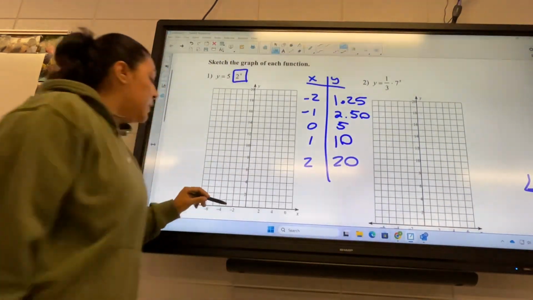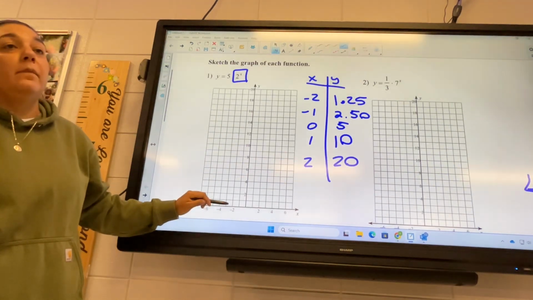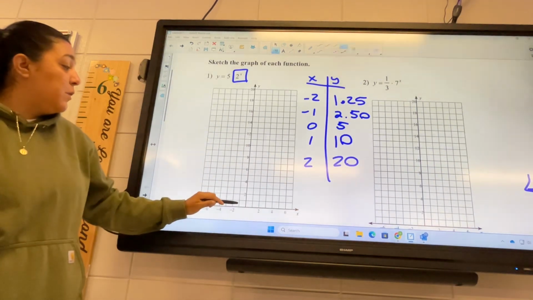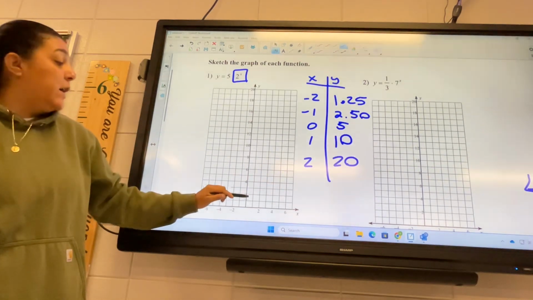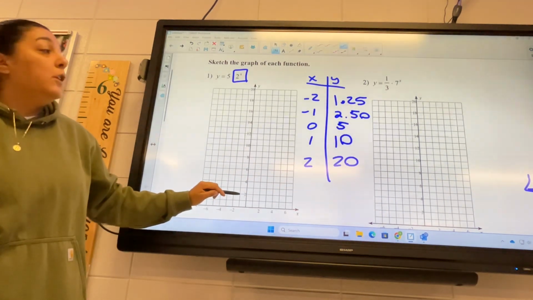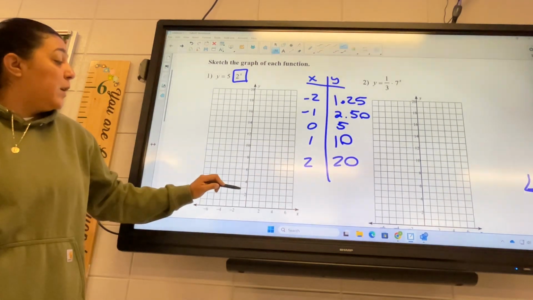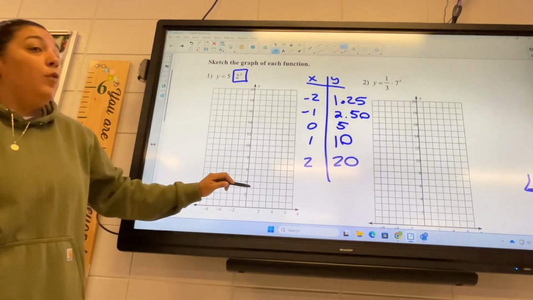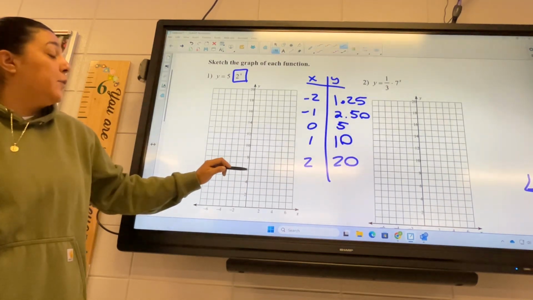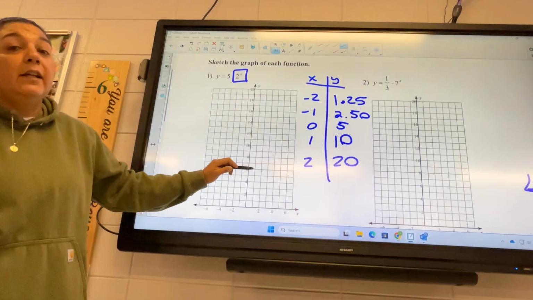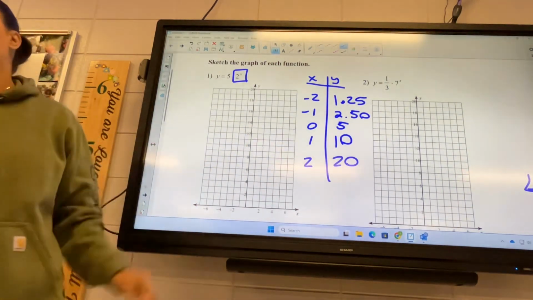So we're going to start with our pencil here on the -2 line, and we're going to go up to what? $1.25. Okay, and then you're going to go over to the -1 line, and you're going to go up to what? $2.50, and we're going to put a dot. And then you're going to go over to the 0 line and go up to 5. You're going to go over to the 1 line and go up to 10. And over to the 2 line and go up to 20.